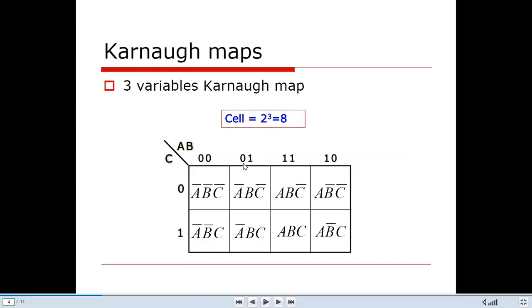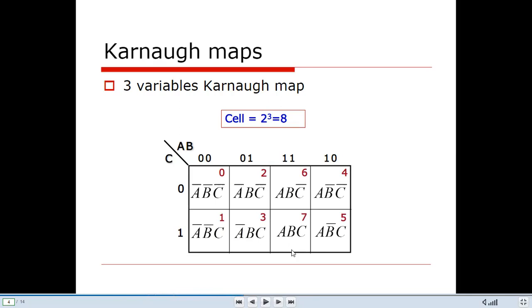So here in this case, suppose A is 0, B is 1, and C is 0. A is 0, therefore we write A bar. B is 1, therefore we write B. And C is 0, therefore we write C bar. In this manner, we write every cell's value. For example, for 1 1 1, all are 1, therefore we write A B C. Each cell is also given a name, cell number 0, 1, 2, 3, 4, 5, 6, and 7. So a total of 8 cells are there in the three variable K-map.